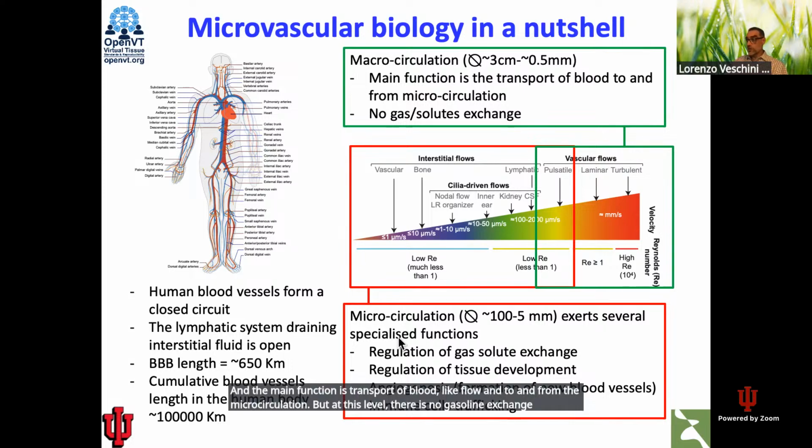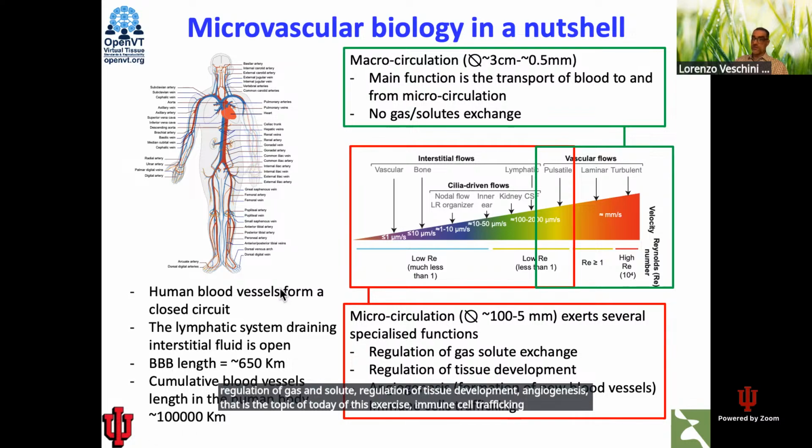In the microcirculation is where some more interesting things happen. And this is interesting in terms of virtual tissue modeling, because the microcirculation is probably the one we will deal with. Many models deal with this aspect, but when we think about tissue, we are at this level. At this level, blood vessels regulate gas and solute exchange, regulate tissue development, angiogenesis, which is the topic of this exercise today, and immune cell trafficking.